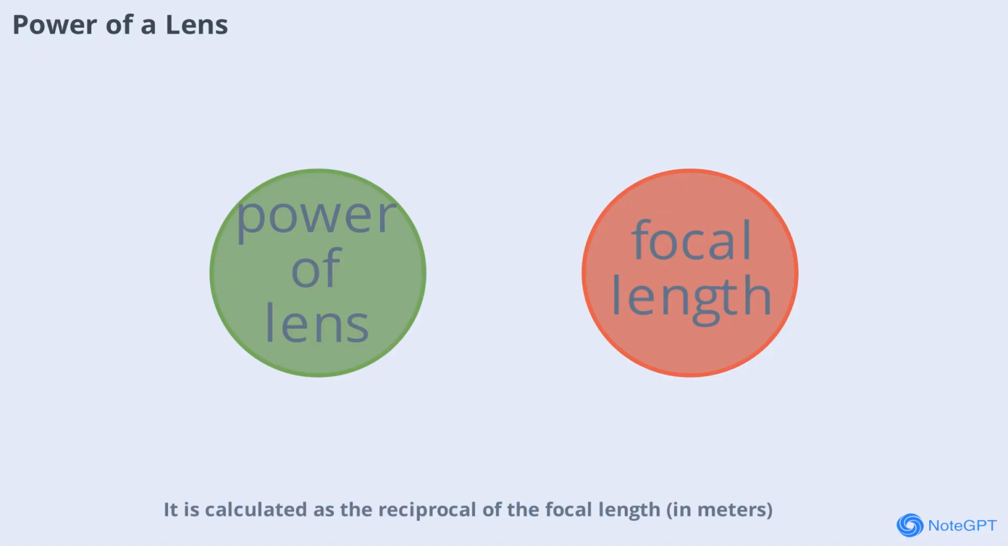The power of a lens measures its ability to converge or diverge light. It is calculated as the reciprocal of the focal length in meters. A lens with a short focal length has more power. This concept is important for understanding how glasses are prescribed and how different lenses are chosen for various applications.